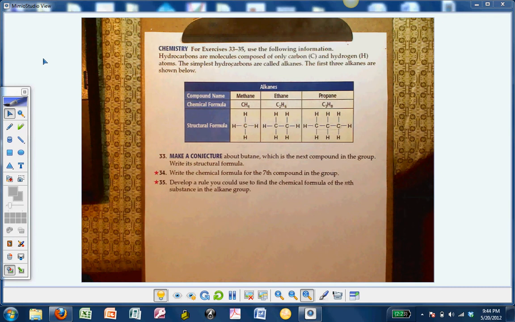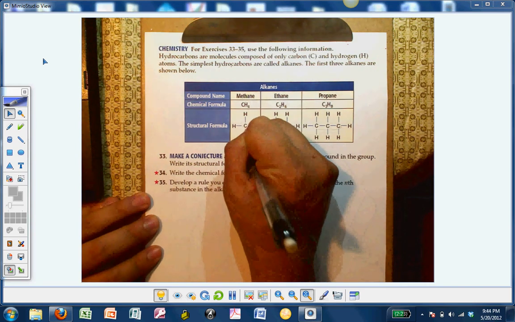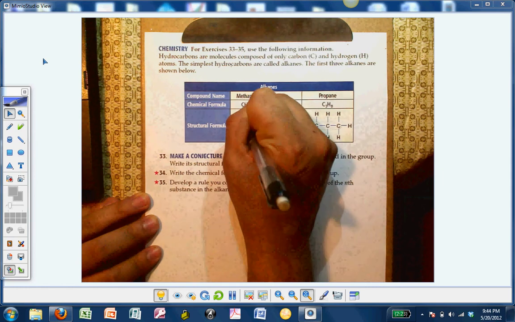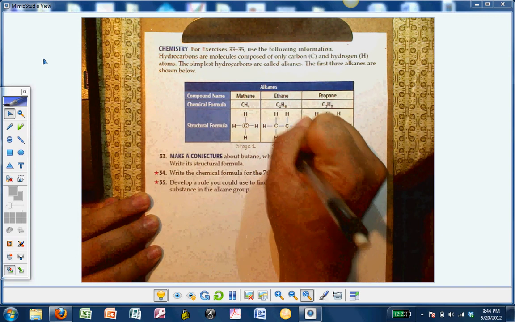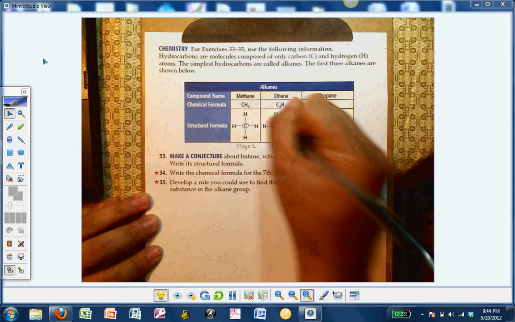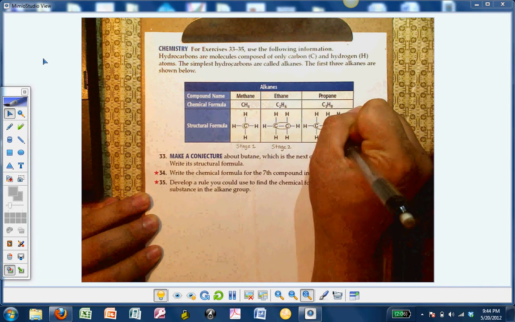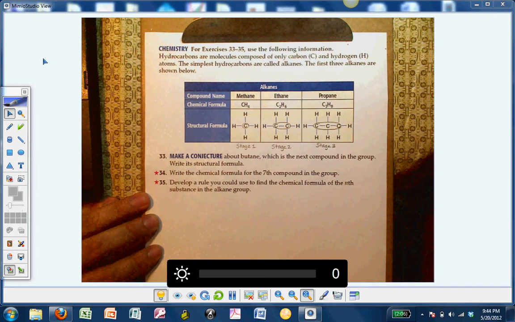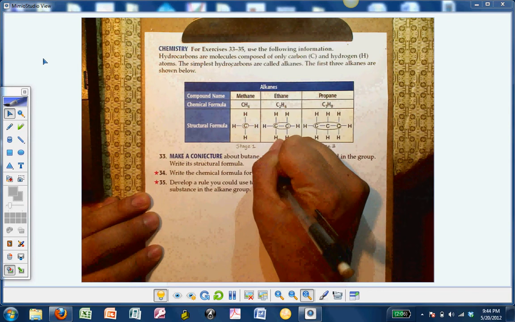Problem number 33. Make a conjecture about butane, which is the next compound in the group. Write its structural formula. If we look at the pattern, for stage 1, there is one carbon. For stage 2, there are two carbons. And stage 3, there are 3 carbon atoms. Therefore, the next compound in the group will have 4, C4.